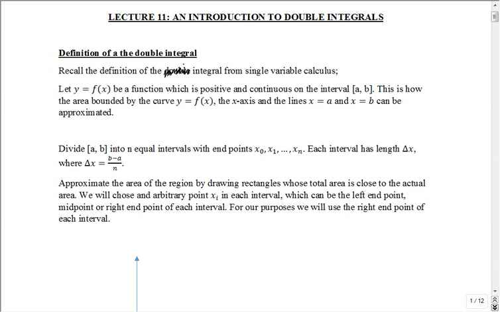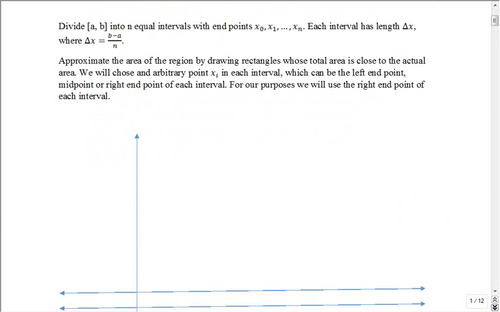And it said here, let y equals f of x be a function that is positive and continuous on an interval [a, b]. And remember, the definite integral of f of x from a to b is the area under the curve between a and b. So this is how we approximated that area. So this is what we did. This is all review.